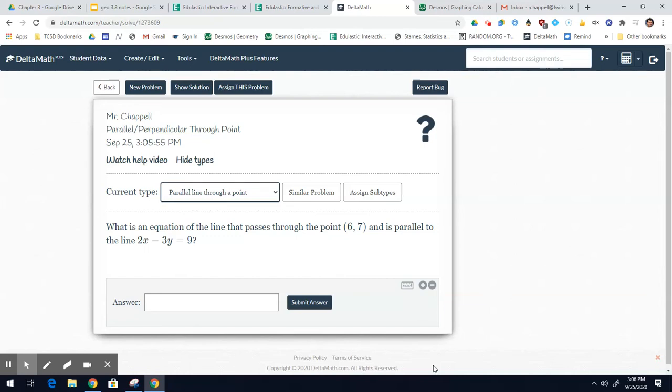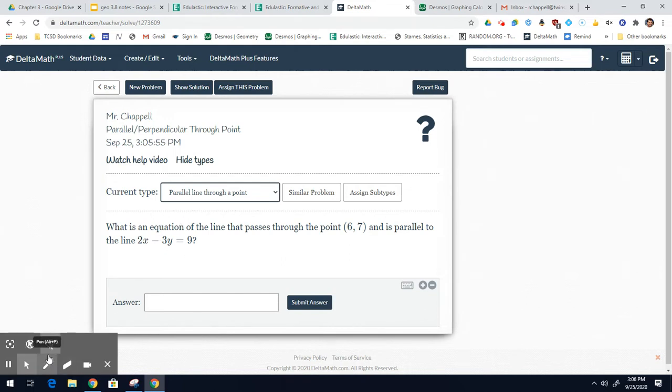All right, geometry. So to me, this is the most important video. These are the problems we really care about. If you do take a geometry OST, this is a type of problem you're expected to do on that OST. So the question is, what is an equation of the line that passes through the point (6, 7) and is parallel to the line 2x minus 3y equals 9?